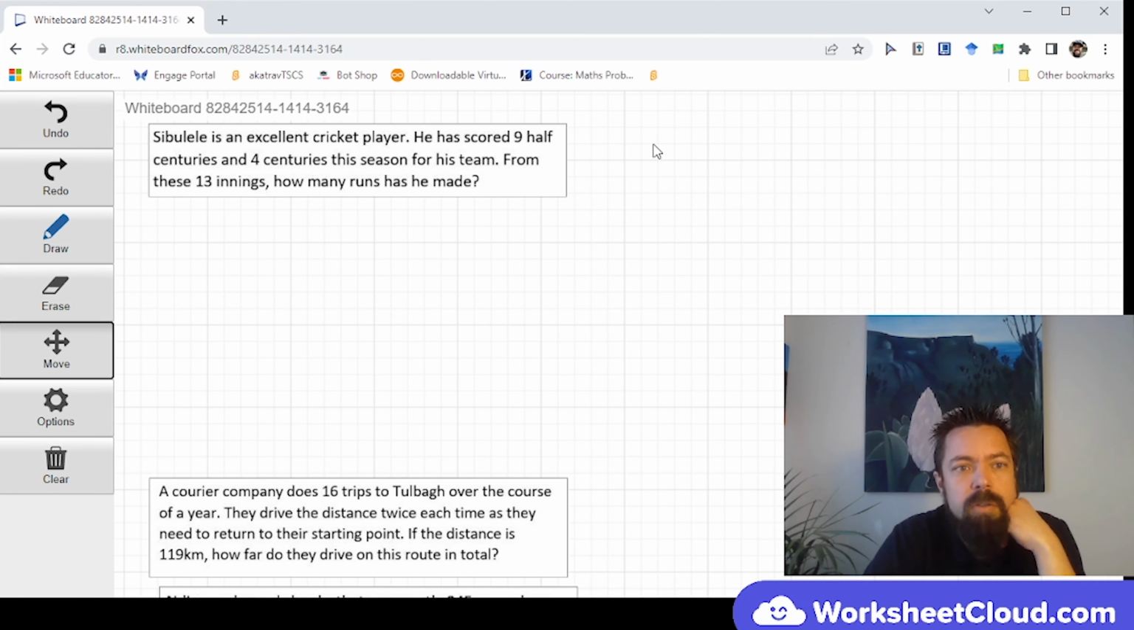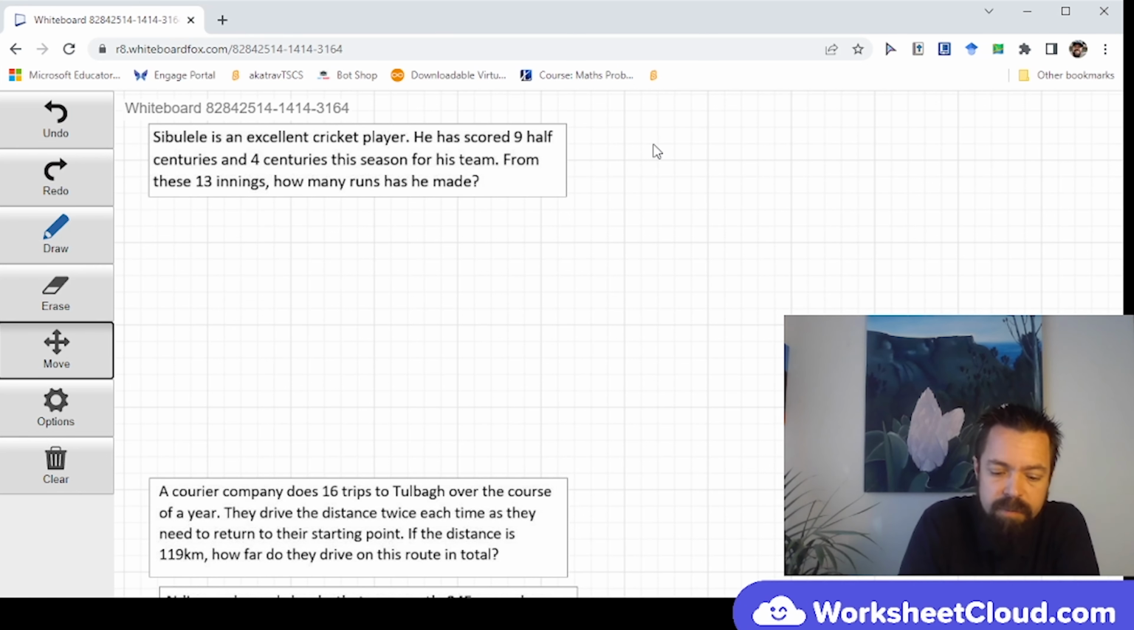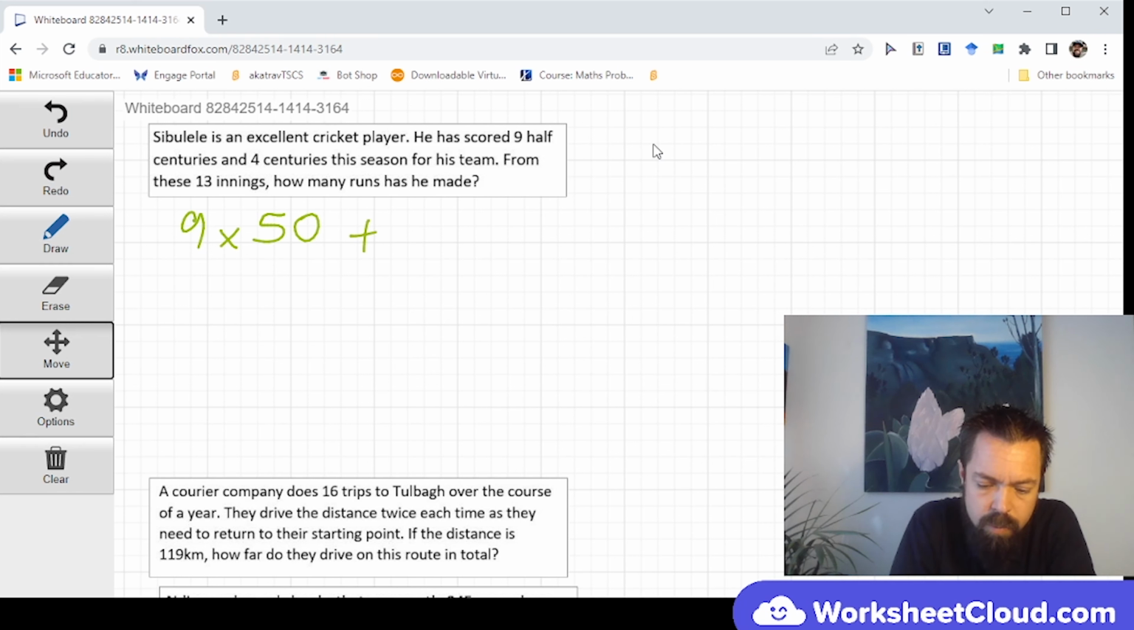All right, it does require you to know what the word century means. And I do throw these things in because sometimes maybe you'll learn it from today. Otherwise, maybe it's something that you know already. Okay, so a century is 100 years, or in cricket it's 100 runs, and a half century is half of that, which is 50. So what we've got over here is 9 half centuries, so he's got 9 times 50. And then 4 centuries, plus 4 times 100. There's our number sentence.